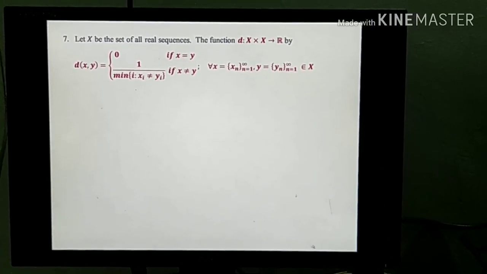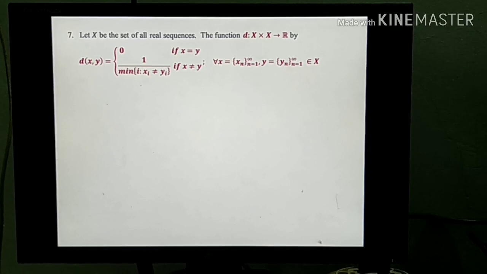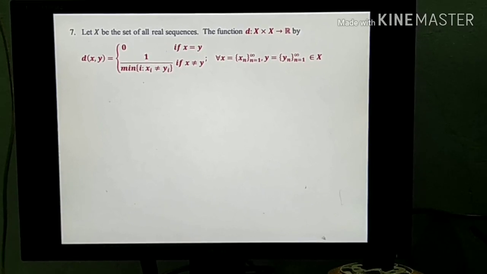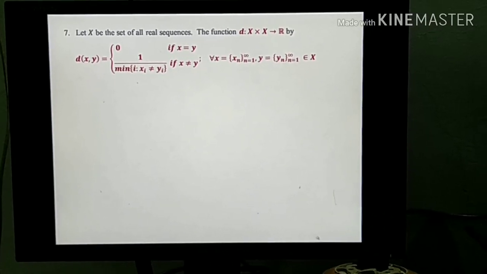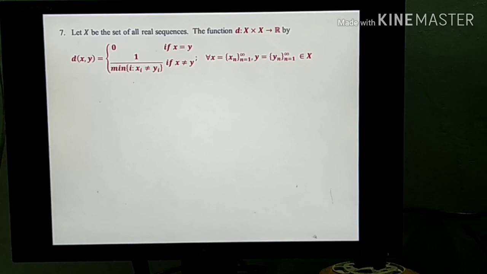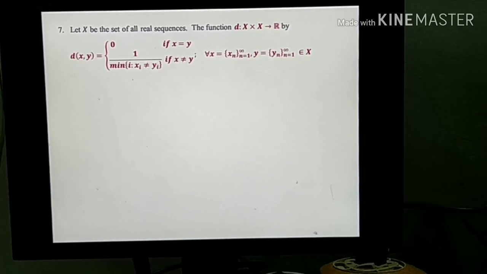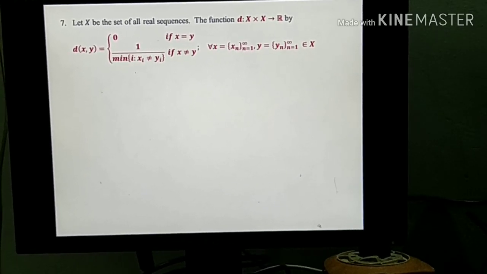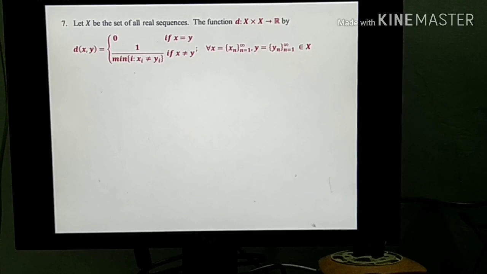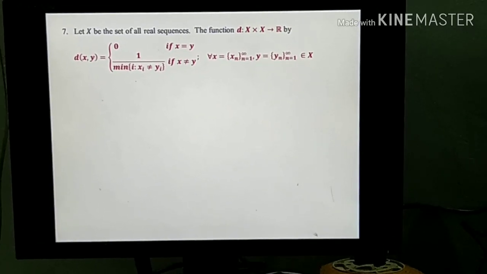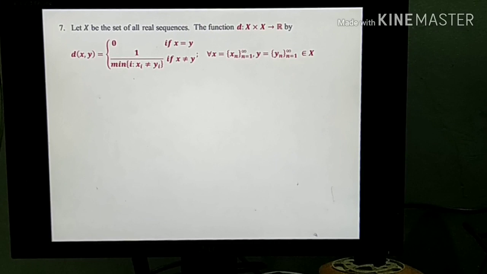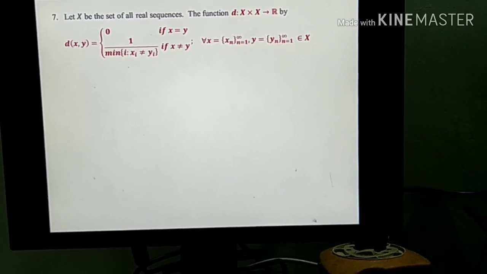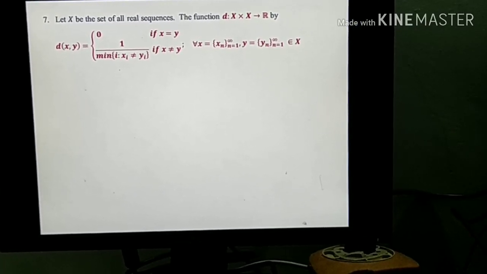For the third property, if I take any two sequences x and y in X, if both are equal, then dxy and dyx are both equal to 0. If both are not equal, then we have to find the minimum of the index for which xi is not equal to yi. We have to take its reciprocal. But xi is not equal to yi is the same as yi is not equal to xi, and therefore in the second case also dxy becomes equal to dyx. Therefore the symmetry property is also satisfied by D.